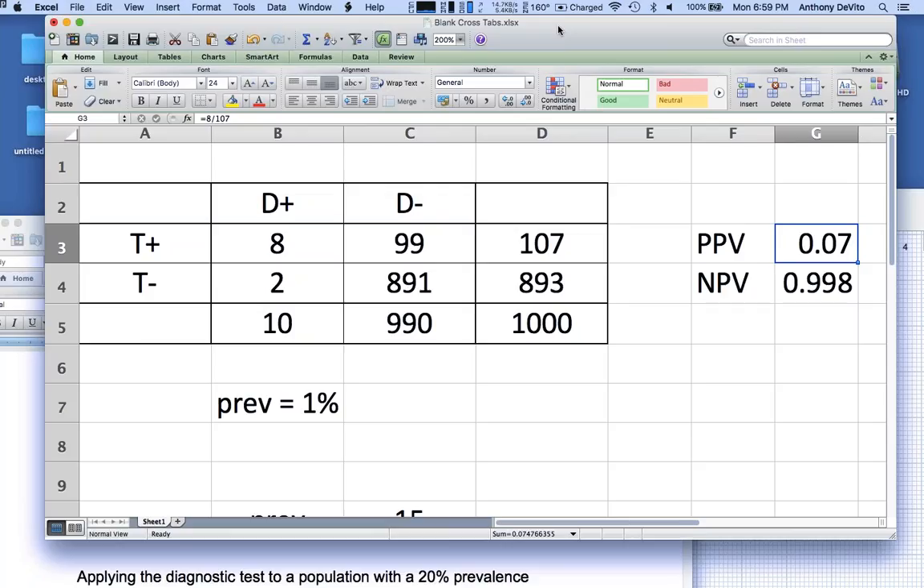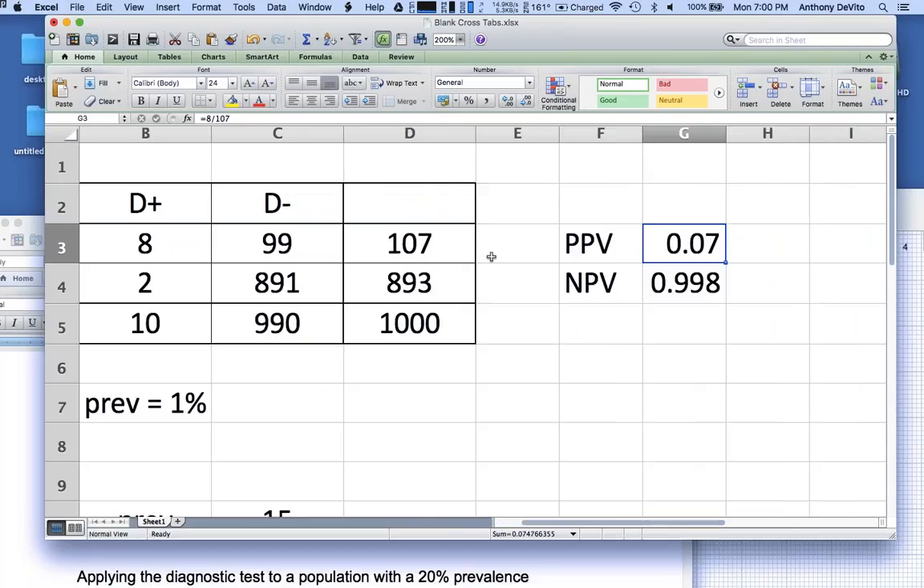But the specificity, it doesn't matter if you apply this test to a population that has a prevalence of 1% or a prevalence of 80%. The sensitivity and the specificity are always going to be the same. It's always going to be just as good at identifying positives and negatives, but the fact that the prevalence is low is going to affect the predictive value of the test. Okay, so let's take a look at this predictive value.